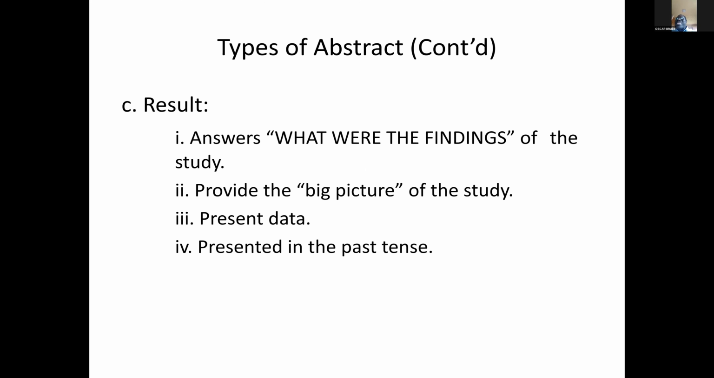The result answers what are the findings of the study. It provides the big picture of the study, that is, some kind of overall description of the experiment, without, however, repeating the experiment details provided under materials. It presents data, which is the core of the paper, and it is presented in the past tense. Next.